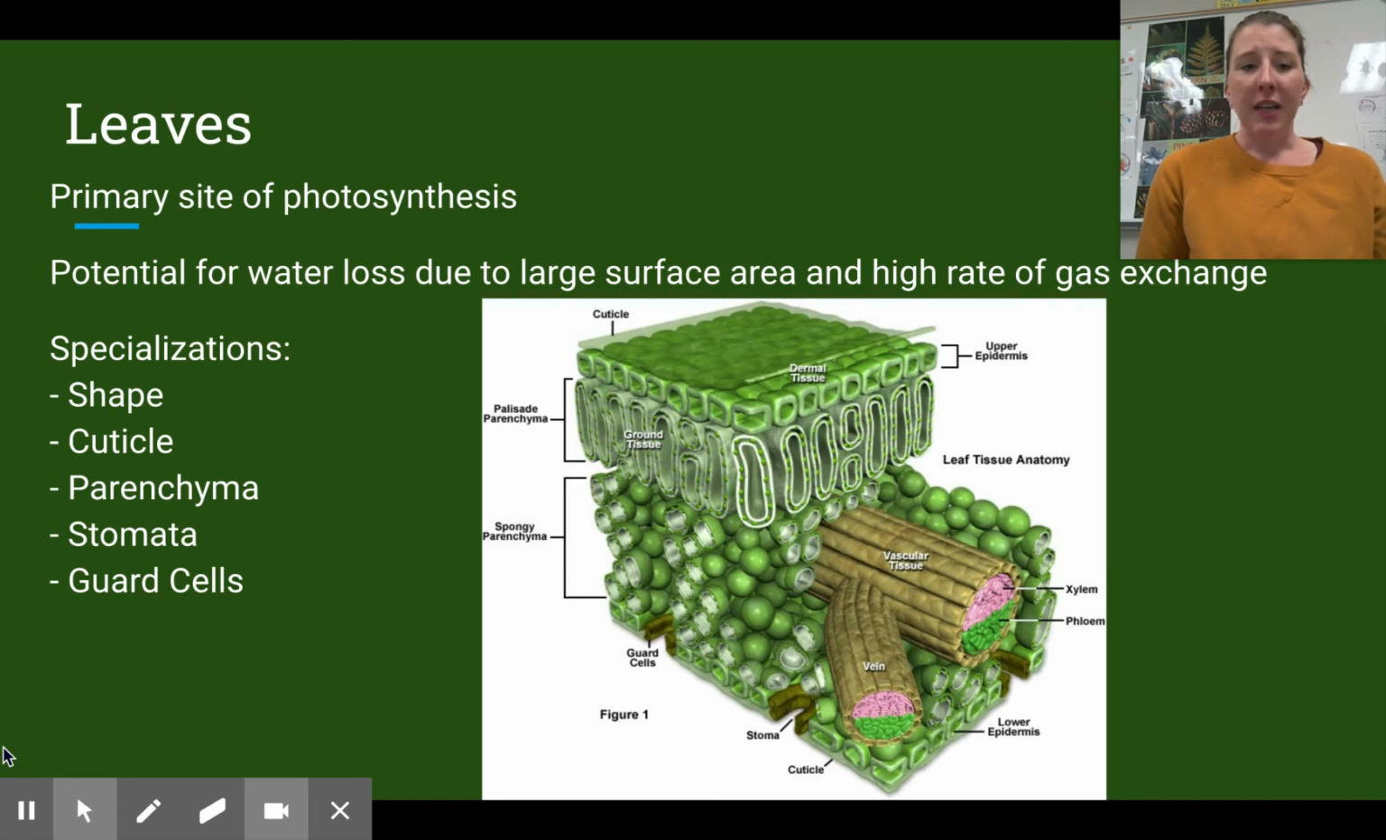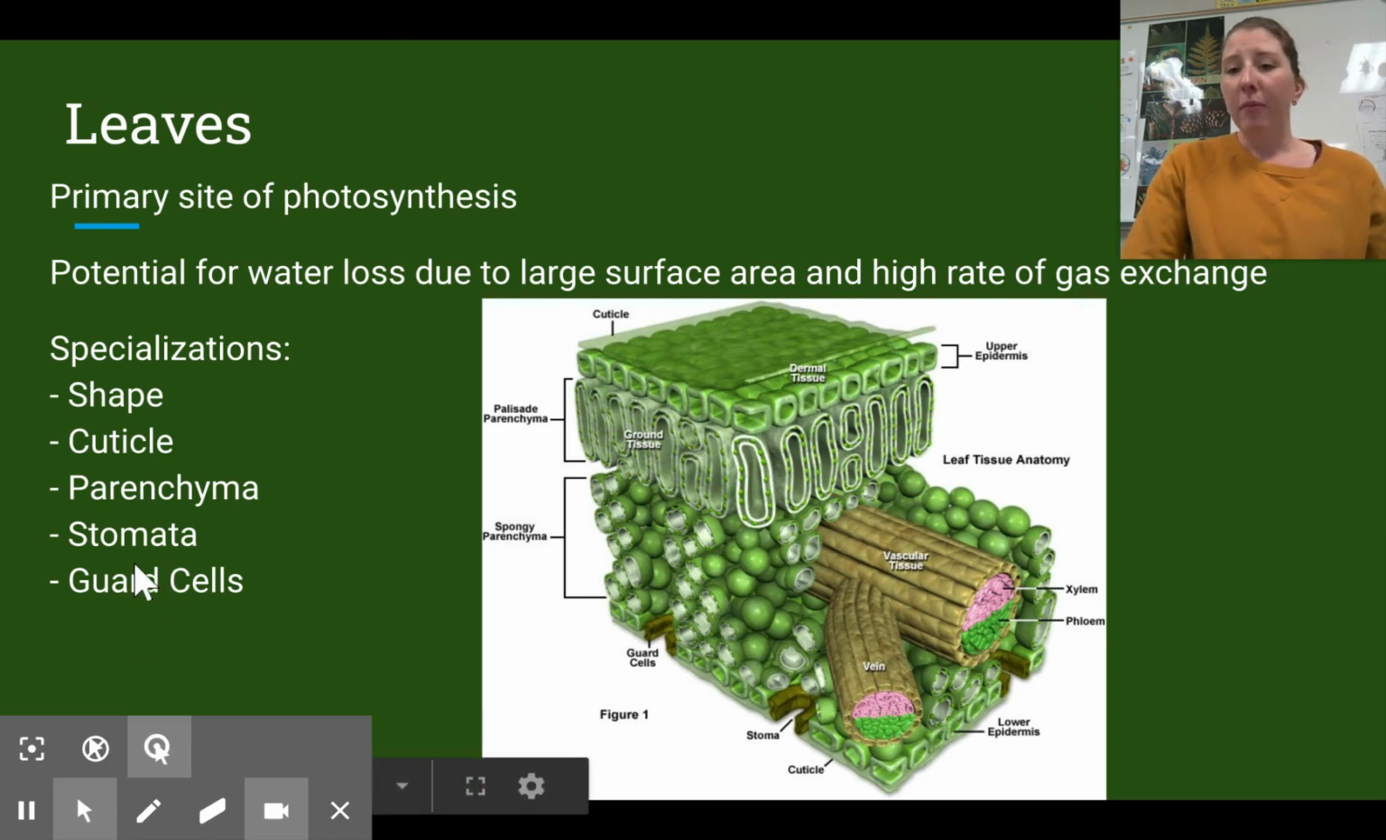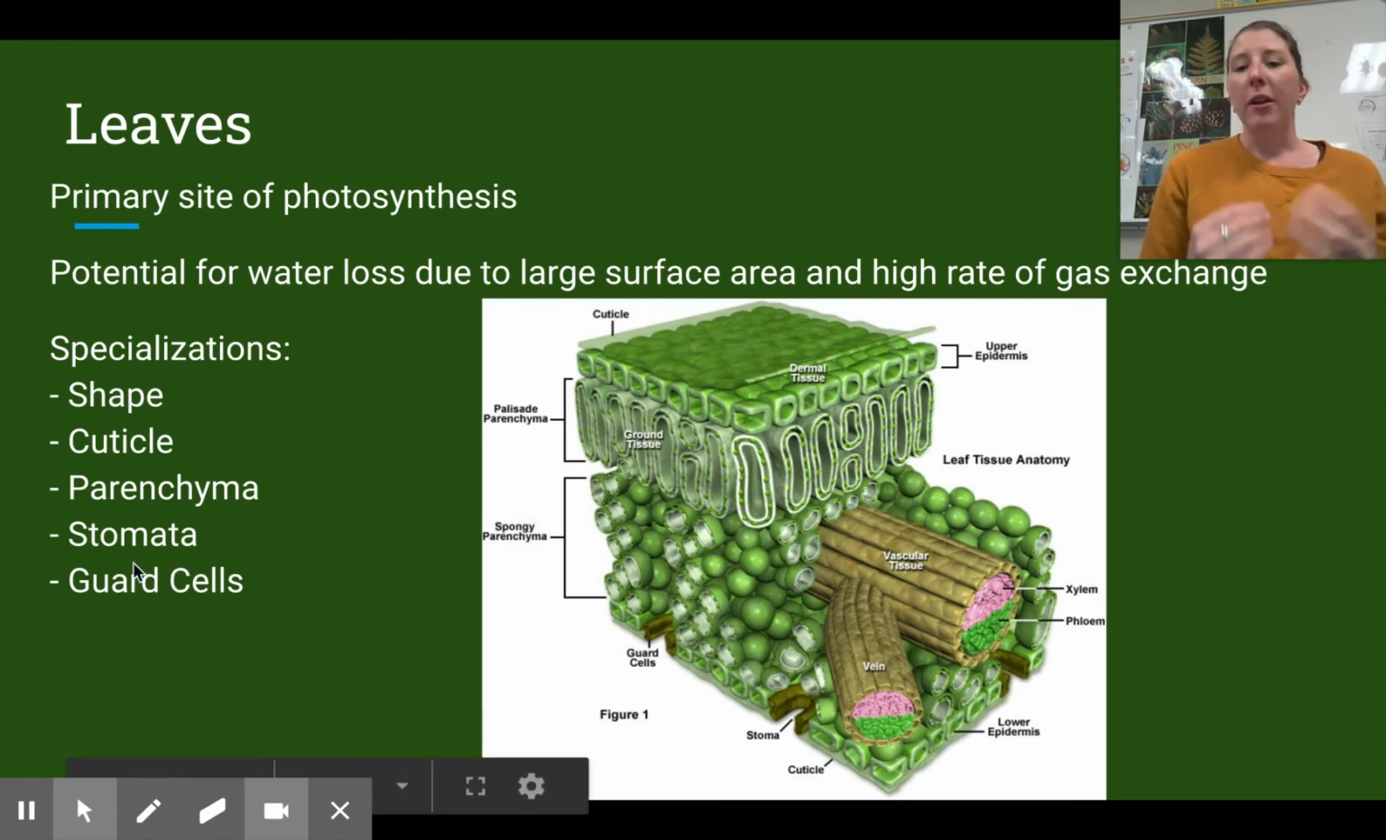The leaf is a site where there's a potential large loss of water because there's a high surface area and a high rate of gas exchange. As gases move in and out of the leaf for photosynthesis, so can water. And so by changing the shape of the leaf, by coating it in a waxy cuticle, by changing the types of parenchyma cells, and utilizing the stomata and guard cells, we can actually help to minimize water loss based on leaf specializations.